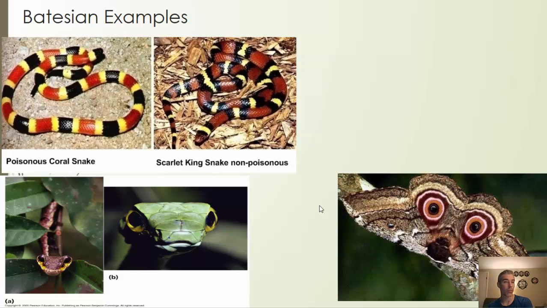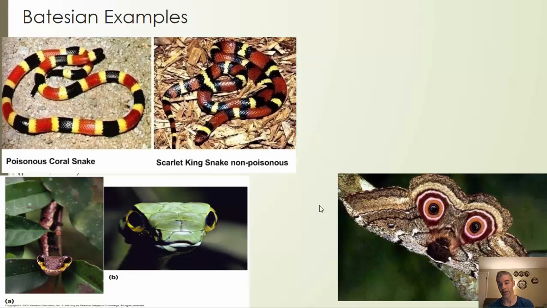Here's showing you more Batesian examples. We can see the coral snake here and the king snake. The coral snake is very poisonous, and the king snake is not poisonous. Now notice there is a difference in their color pattern, but to the casual observer or an animal, they really wouldn't be able to tell the difference. So they're going to probably stay away from the king snake, even though it's fairly harmless.